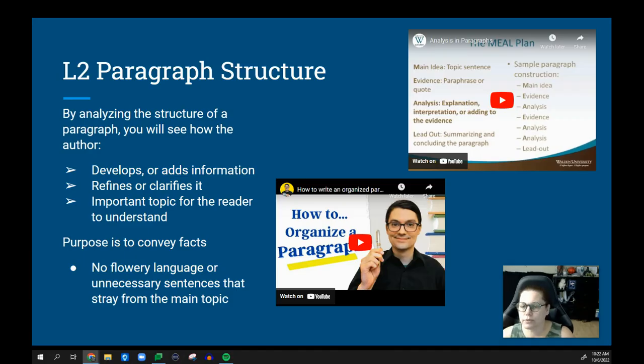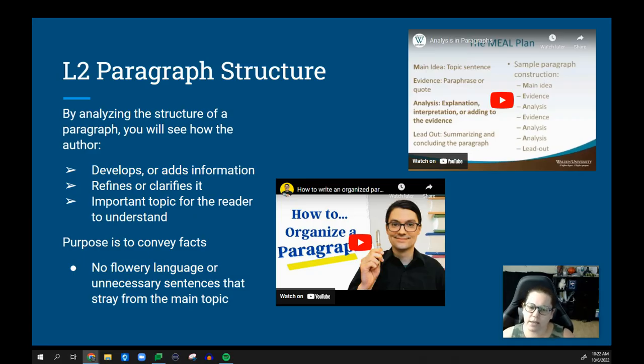We're going to look at 2 different strategies when writing paragraphs. When you're looking at them, you're going to break them down looking for these things. One is called the meal plan, and the other one is a RACES paragraph. In our class we use the RACES strategy when we're writing paragraphs, but they're basically the same thing. They're just labeled a little bit differently.